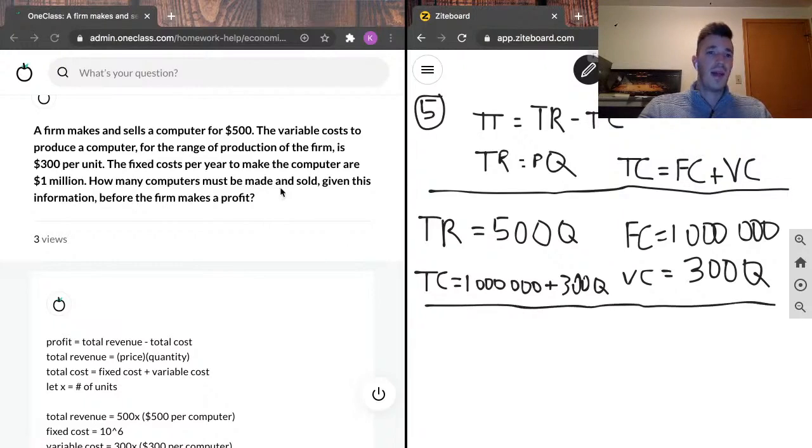If we go back and read, it says how many computers must be made and sold given this information before the firm can make a profit. So what we need to do is calculate the break-even point here. The break-even point is going to be when profits equal 0. And if you think about it, that's when the total revenue from selling the computers evens out with the total cost of selling these computers.